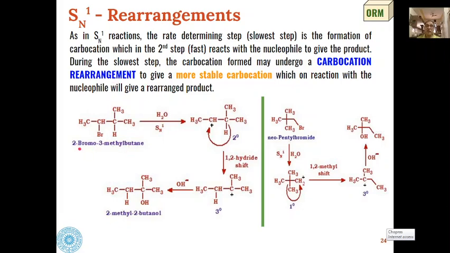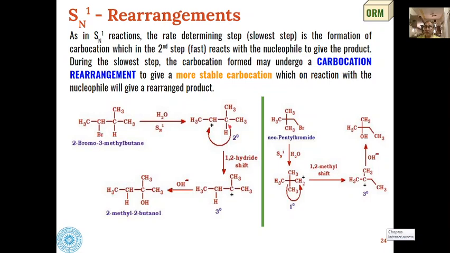So for example, in this compound 2-bromo-3-methylbutane, if this reaction takes place by SN1 mechanism, that means this bromide will be removed in the first step to generate the carbocation. So this type of carbocation will be formed, and this carbocation is a secondary carbocation because this carbon is attached to two more carbons.